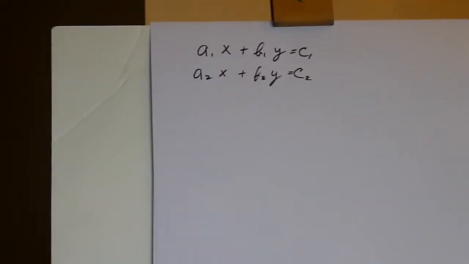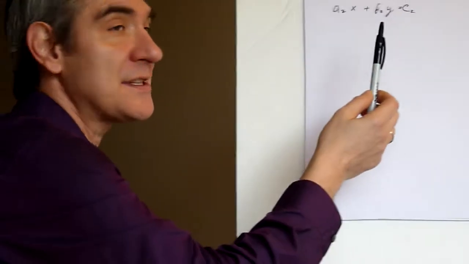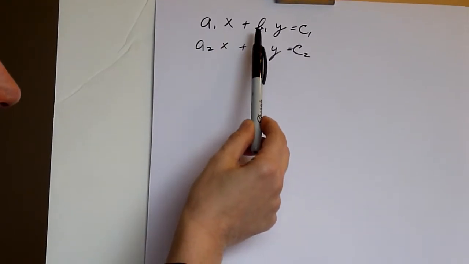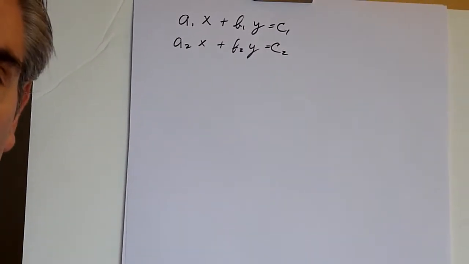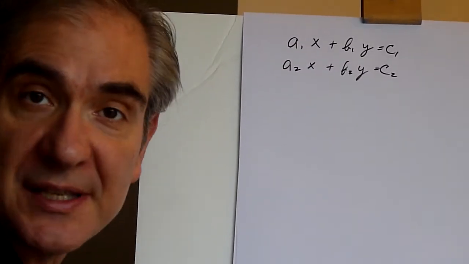Okay, hello everybody. We're going to try to explain how to use Cramer's rule to solve a system of equations. I've already written a system of equations, generally speaking, up here. This is basically a linear equation in x and y: a1 times x plus b1 times y equals c1, where a1, b1, and c1 are constants. The same thing with the second line, where a2, b2, and c2 are constants.